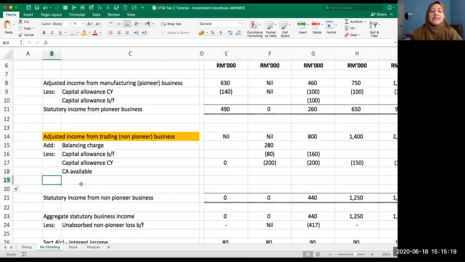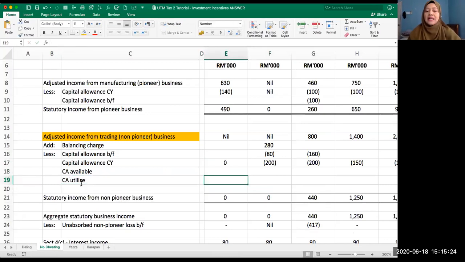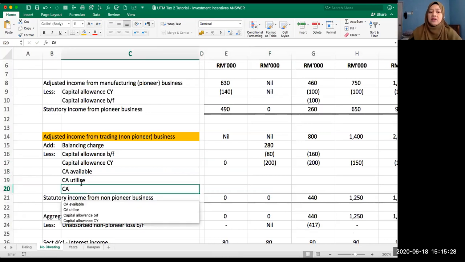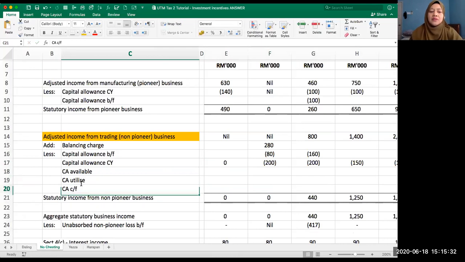Then you know how much is available. Then you know how much is actually you're going to utilize. CA utilize. CA utilize depends on how much is your adjusted income. Then anything that is not utilized, you carry forward. So bila you carry forward, benda tu akan jadi the following year, dia akan jadi CA brought forward. So let's say for example, for the first year, you punya 0.